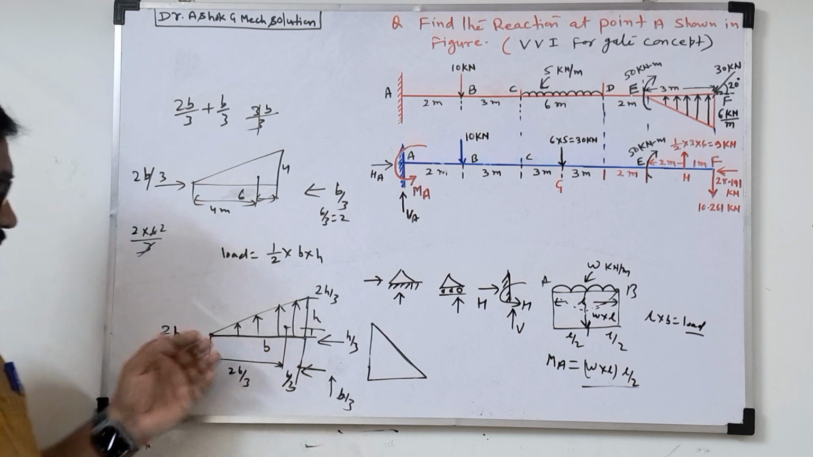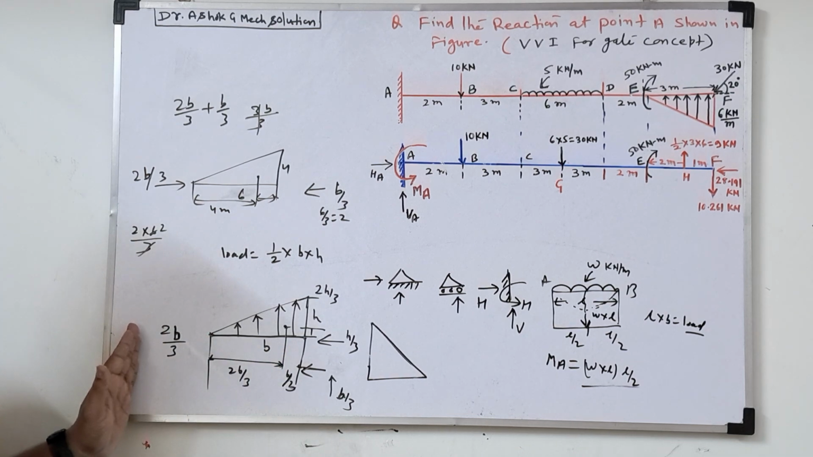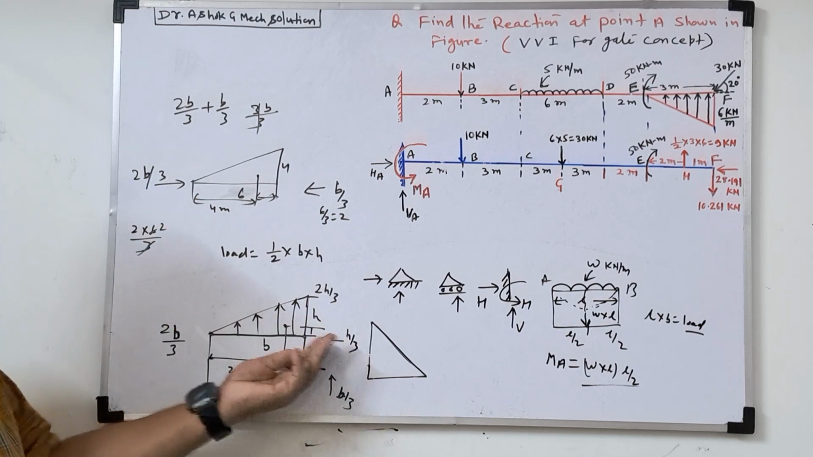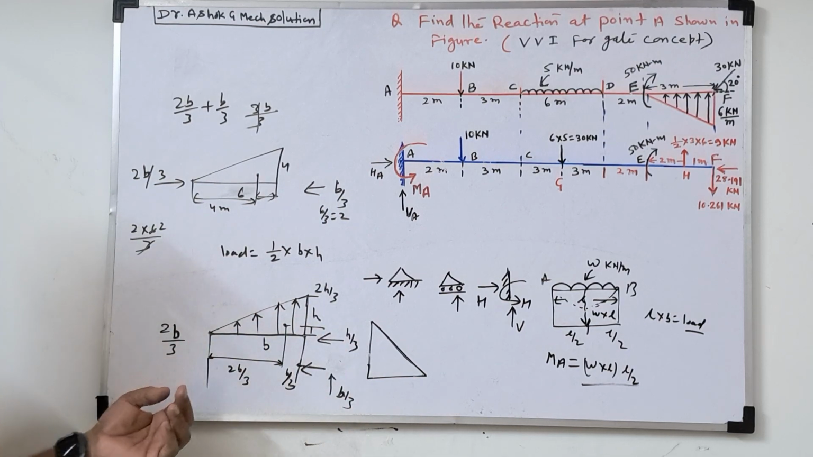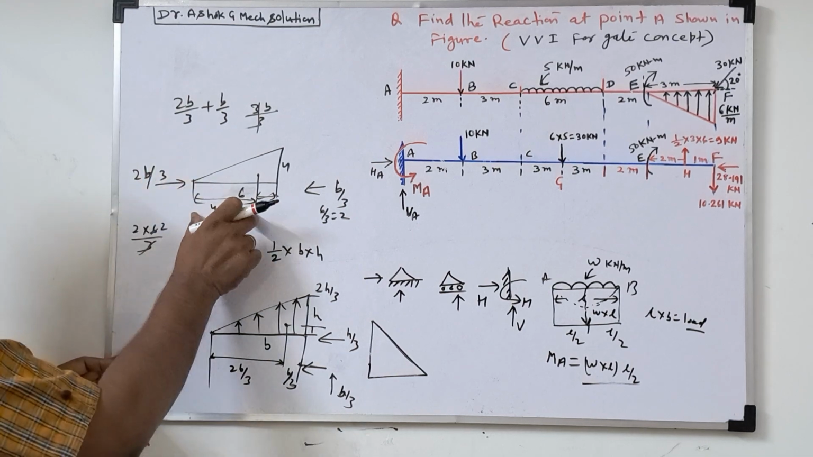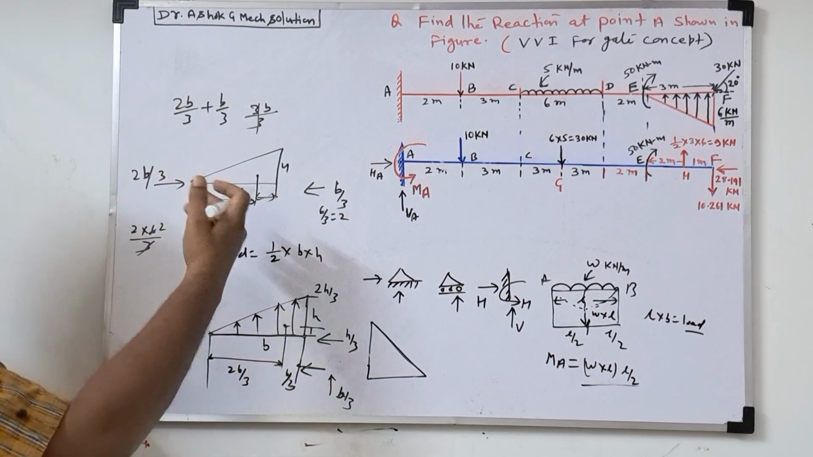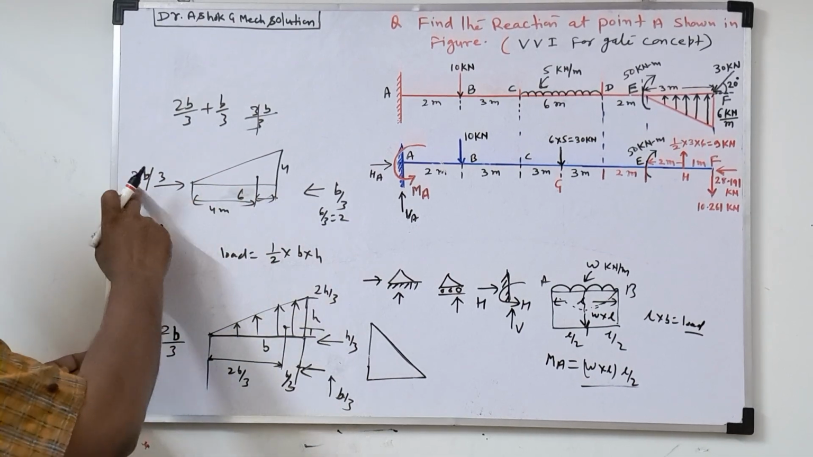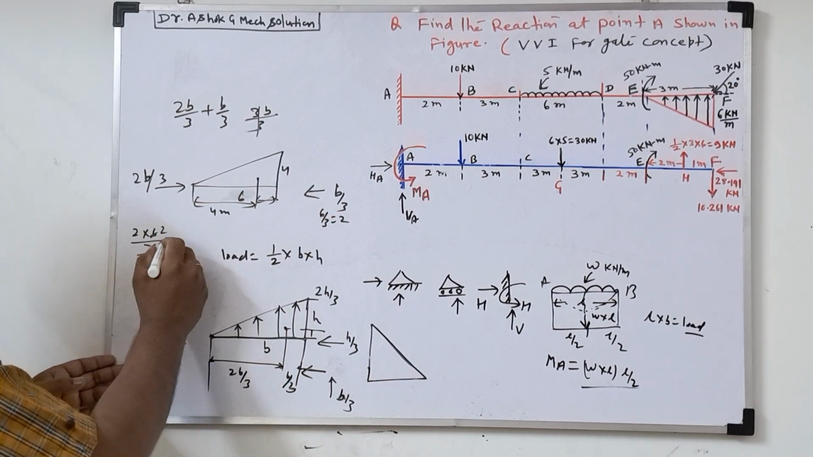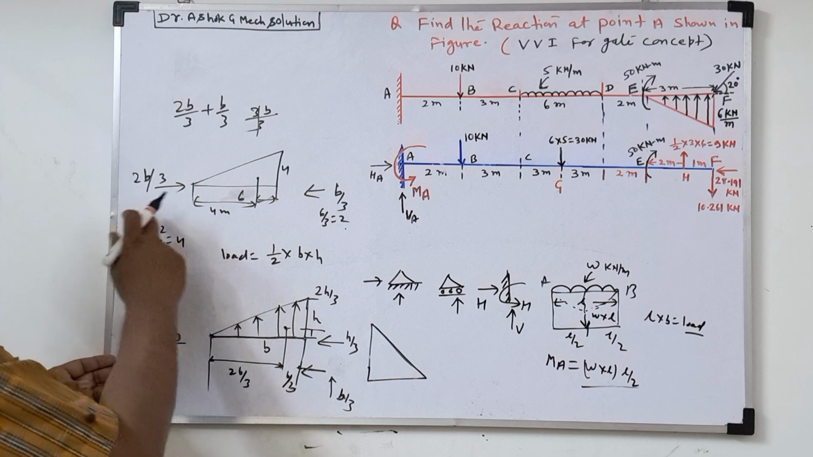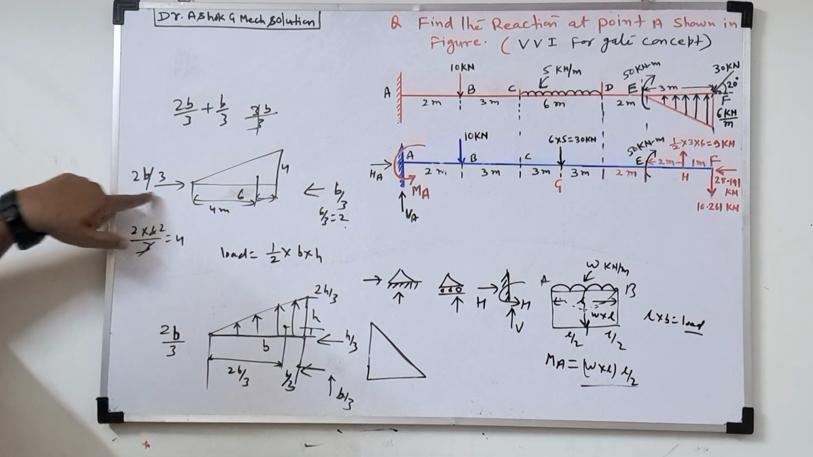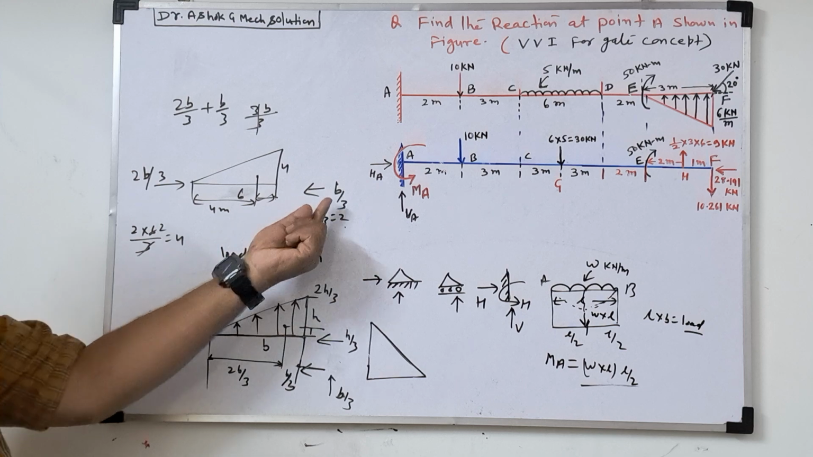That means lower cross section 2b by 3, bigger cross section b by 3. That you have to remember. But suppose you forgot this side or this side, this concept you can remember here. Take some length, anything, 10, 5, 6, whatever. Then 2b by 3 and b by 3, you just put this value. This value is coming 4, this value is coming 2. That means longer distance is here, so this side will be 2b by 3. Shorter distance here, so b by 3.